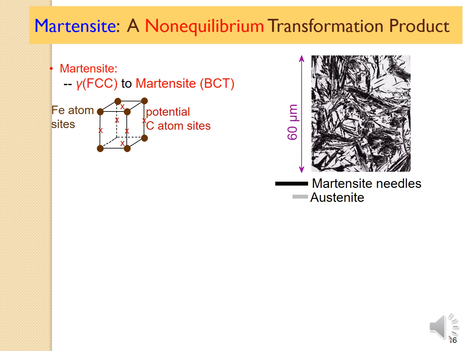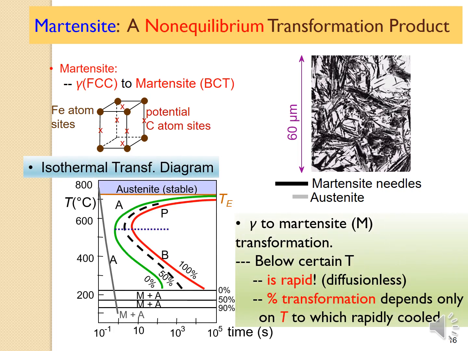Martensite forms during quenching when the face-centered cubic lattice of austenite is distorted into the BCT structure, which is the distorted body-centered tetragonal structure, without the loss of its carbon atoms into cementite and ferrite. So no diffusion happens, because it still has these original carbon atoms. And here is the isothermal transformation diagram for the martensite.